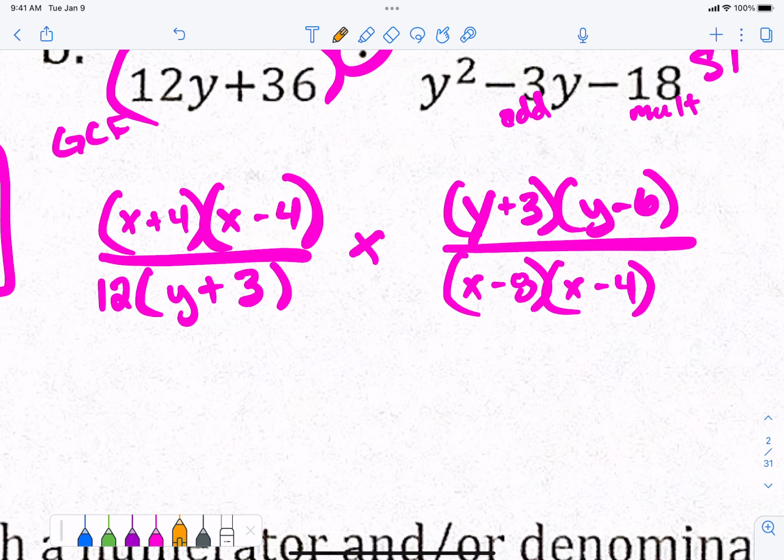Okay, then my favorite part. Cancel. So give me something that cancels. X minus 4, x minus 4. Y plus 3, y plus 3. What else? I didn't even do anything.